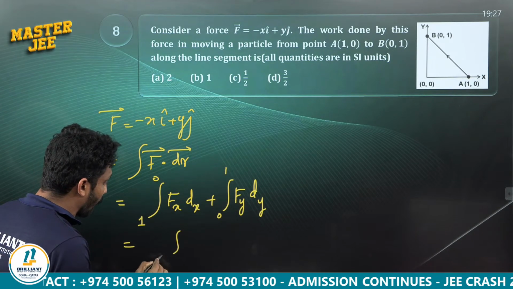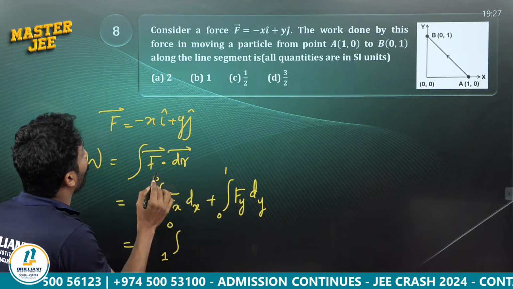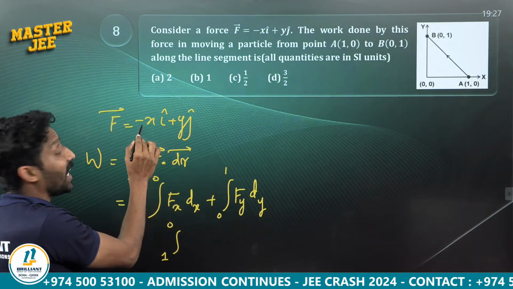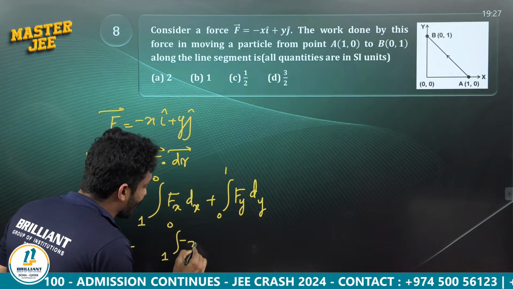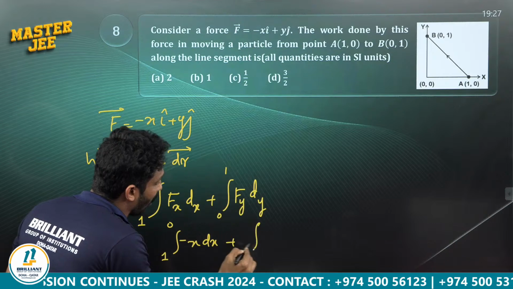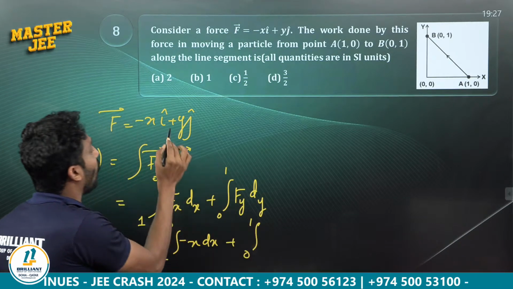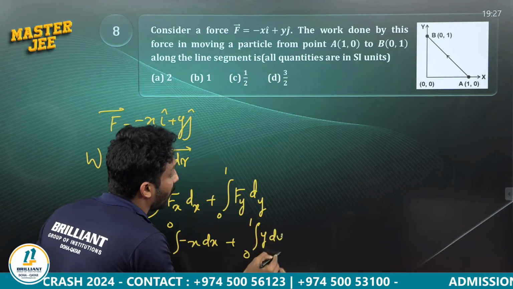This is equal to the integral from 1 to 0 of f(x). What is f(x)? It is minus x. So minus x dx, plus the integral from 0 to 1. What is f(y)? It is y. Simply y dy, isn't it?